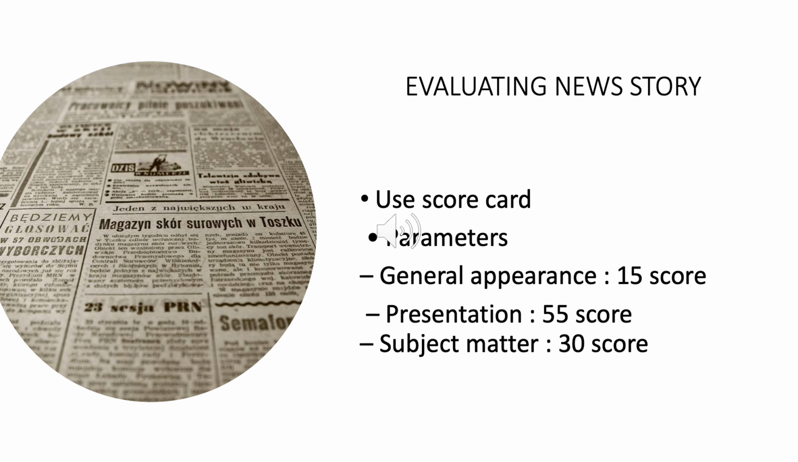Now, let us look into how we evaluate a news story. We will use the scorecard method, and these are the indicators or parameters we will use in evaluating news stories. First, we will look into the journal appearance, how the news story looks. We will give 15 score for that. How the matter is presented, we will give 55 score for that. And what is the subject matter, we will give 30 score to that.